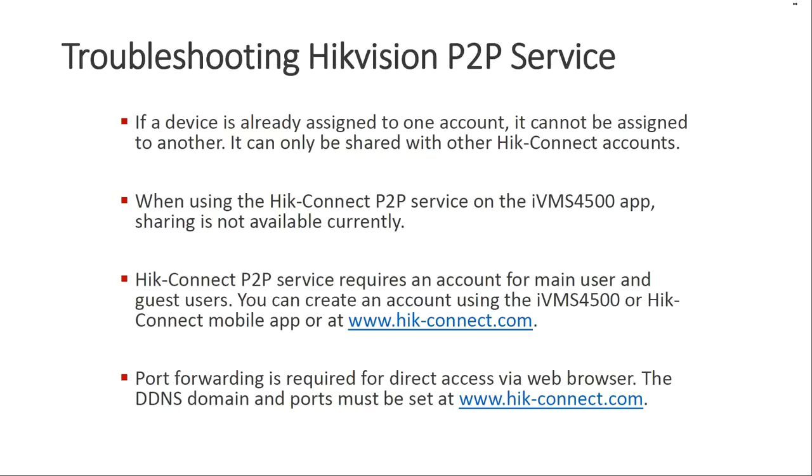So as you saw earlier, if you want to share it with someone, they have to have their own HIK Connect account. Now if you want to access the DVR or NVR that's registered with HIK Connect through a web browser, then you'll have to do port forwarding. HIK Connect does offer a DDNS service which you can configure in your account at hik-connect.com. You can set your domain name and the ports, and then you can go to www.hik-connect.com/your-domain. It will take you to your device just like a DDNS service, and again you have to have port forwarding enabled for that to work.